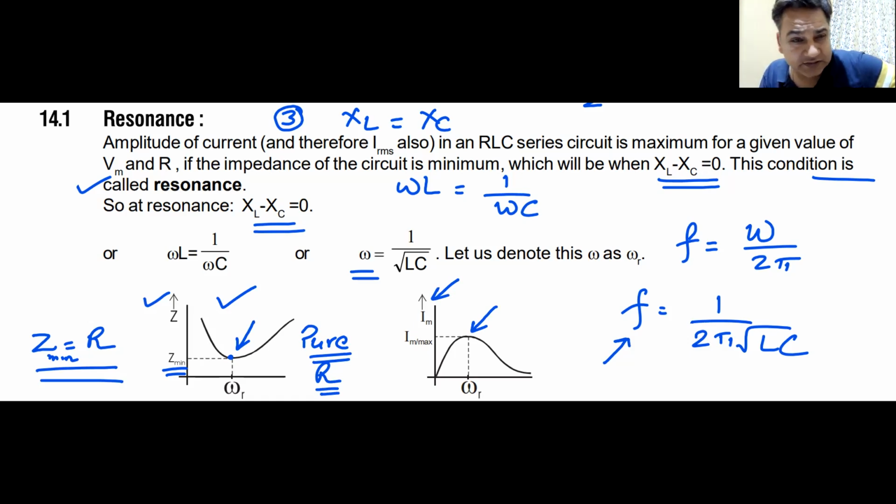XL is equal to XC. This condition is known as resonance. Omega, the angular frequency of resonance, is 1 by root over LC. Frequency of resonance, or resonant frequency, is 1 by 2 pi root over LC. Impedance is minimum and current is maximum. I'll give you a minute to note this down. I'll give you more points on resonance in the next slide. Most of the questions that come on LCR are simply based on resonance. If you understand resonance, everything is done.